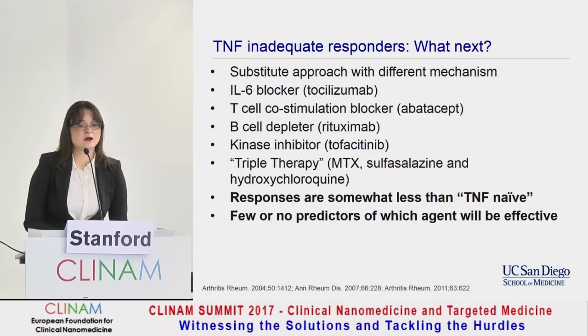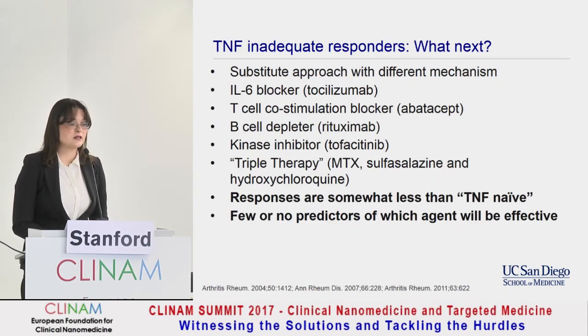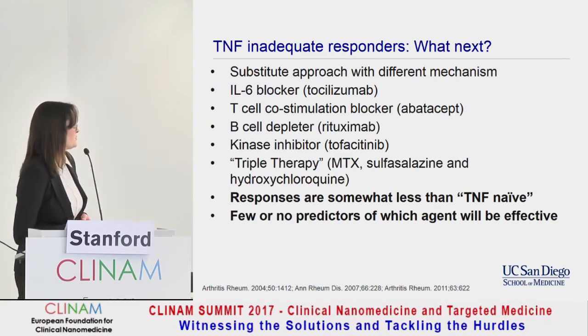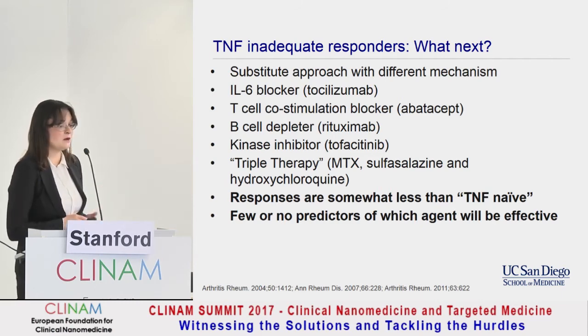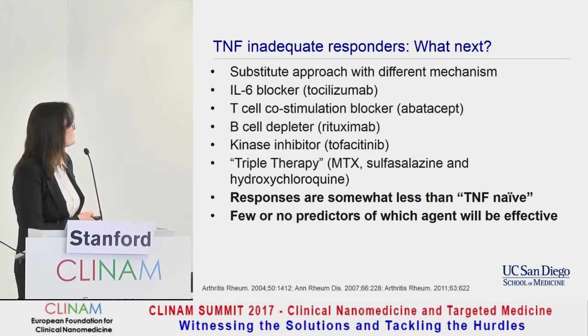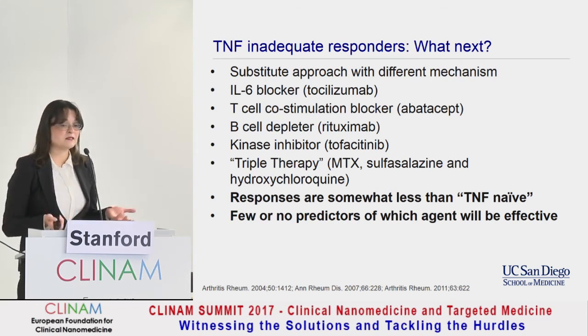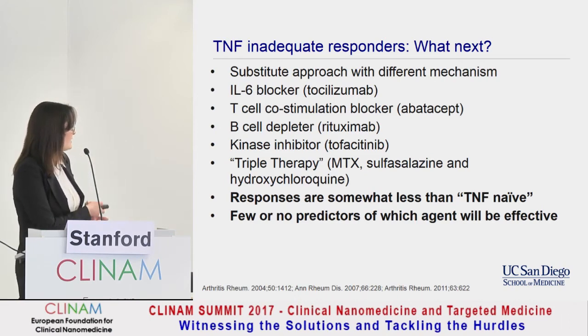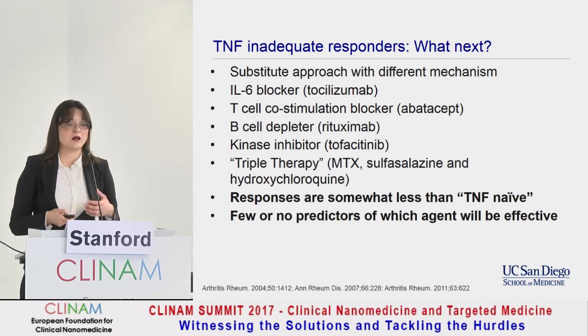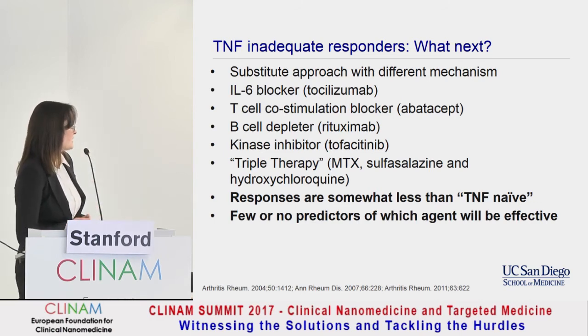So here, when a patient no longer responds to methotrexate and doesn't respond to TNF blockers, there are some options available. All of these are immunosuppressant. Most of them target different cytokines or some aspect of the immune system, such as IL-6 or T-cell co-stimulation. There's a B-cell depleter, and another is a kinase inhibitor, but actually this is a JAK inhibitor, so this really blocks cytokine signaling, such as IL-6. So it's really somewhat of an anti-IL-6.